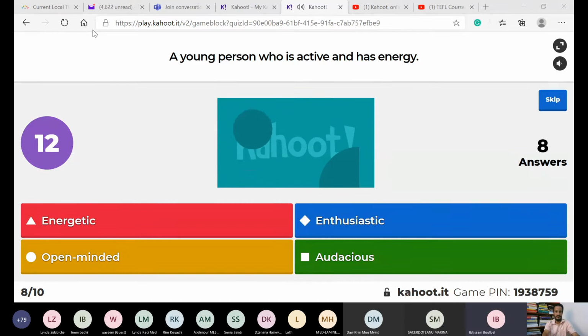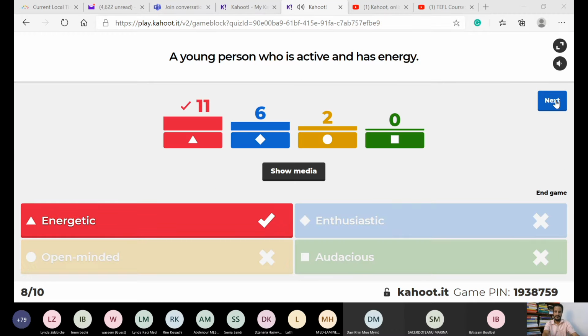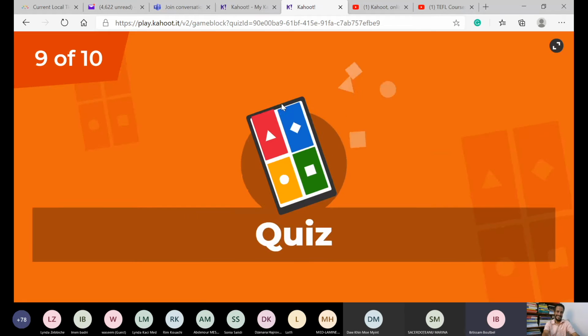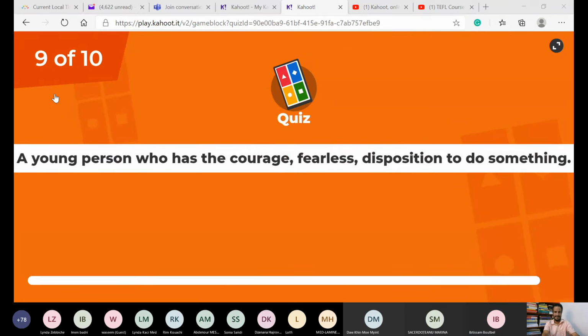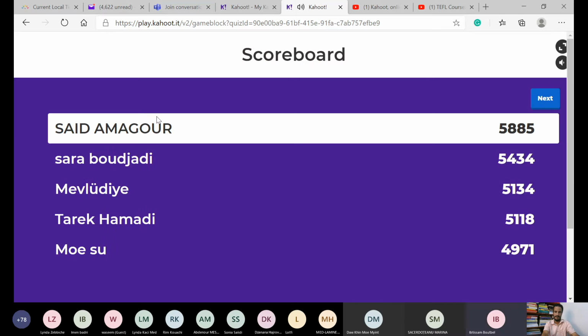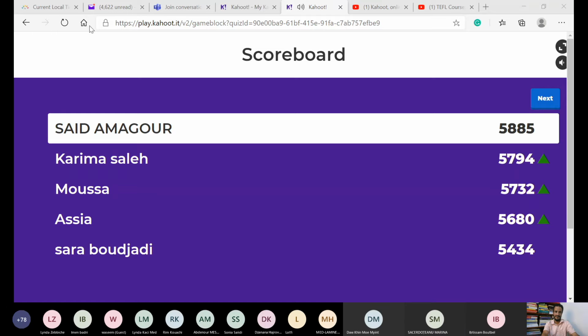So young person who is active and has energy is which of these four answers? Okay, he is energetic. And Said. Wow. Great. Very interesting. Next. Young person who has the courage, fearless disposition to do something is weak, lazy, determined, or audacious. Okay. Wonderful. Next.